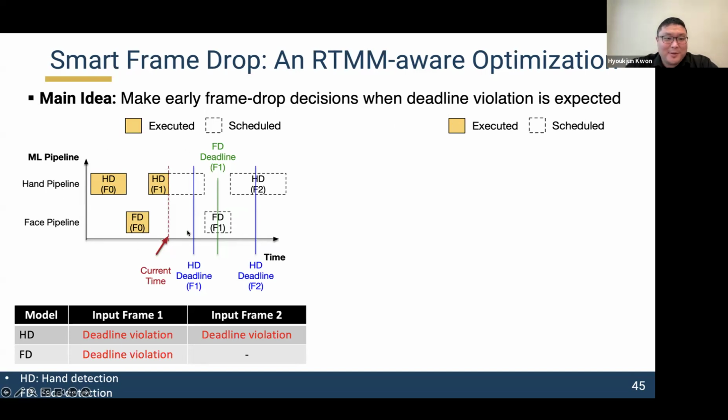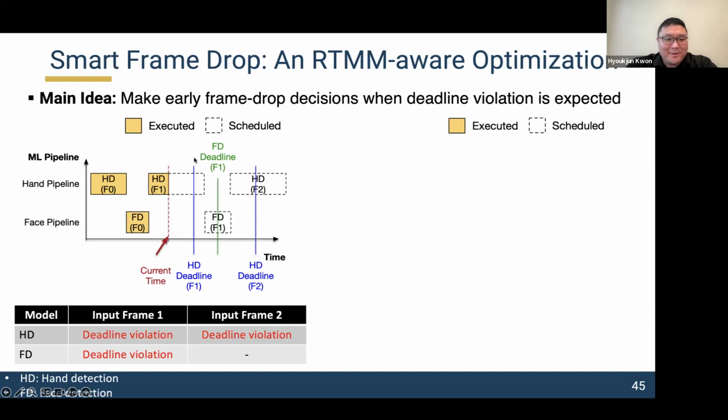The left side figure shows one example timeline. The x-axis is the time, the y-axis is for each ML pipeline. By ML pipeline, I mean the cascaded ML models. And two pipelines are used in this example. And each box represents the latency for each model and for each frame. So F0 means frame 0 and F1 means frame 1. And let's assume that this is the current time.